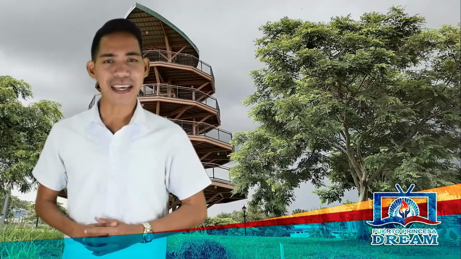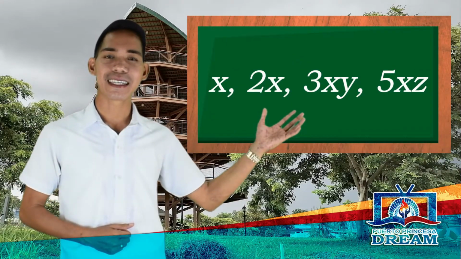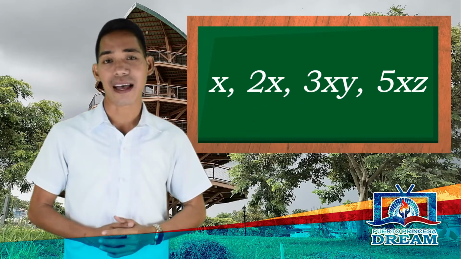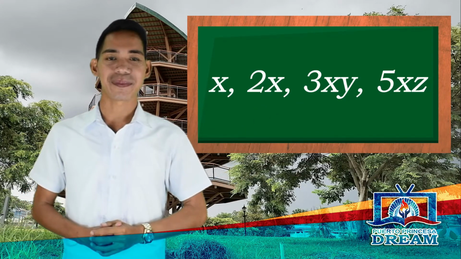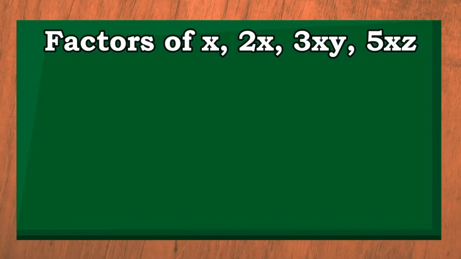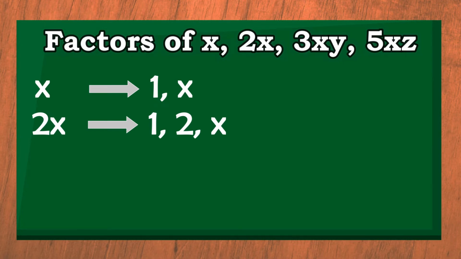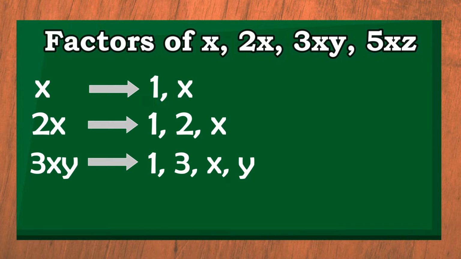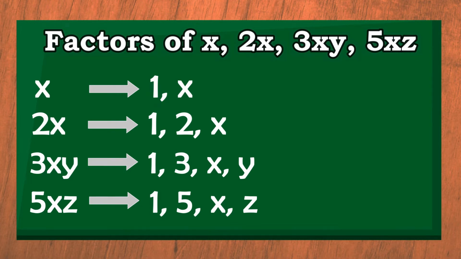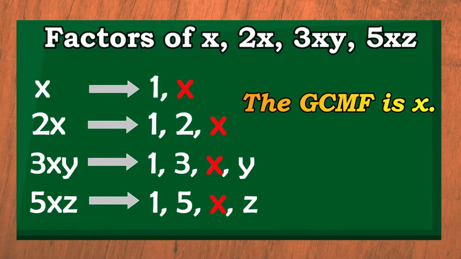How about these expressions? x, 2x, 3xy, 5xa. By inspection, the factors of x are 1 and x. 2x has 1, 2, and x. 3xy has 1, 3, x and y. And 5xa has 1, 5, x, and a. Therefore, the greatest common monomial factor of the given terms is x.